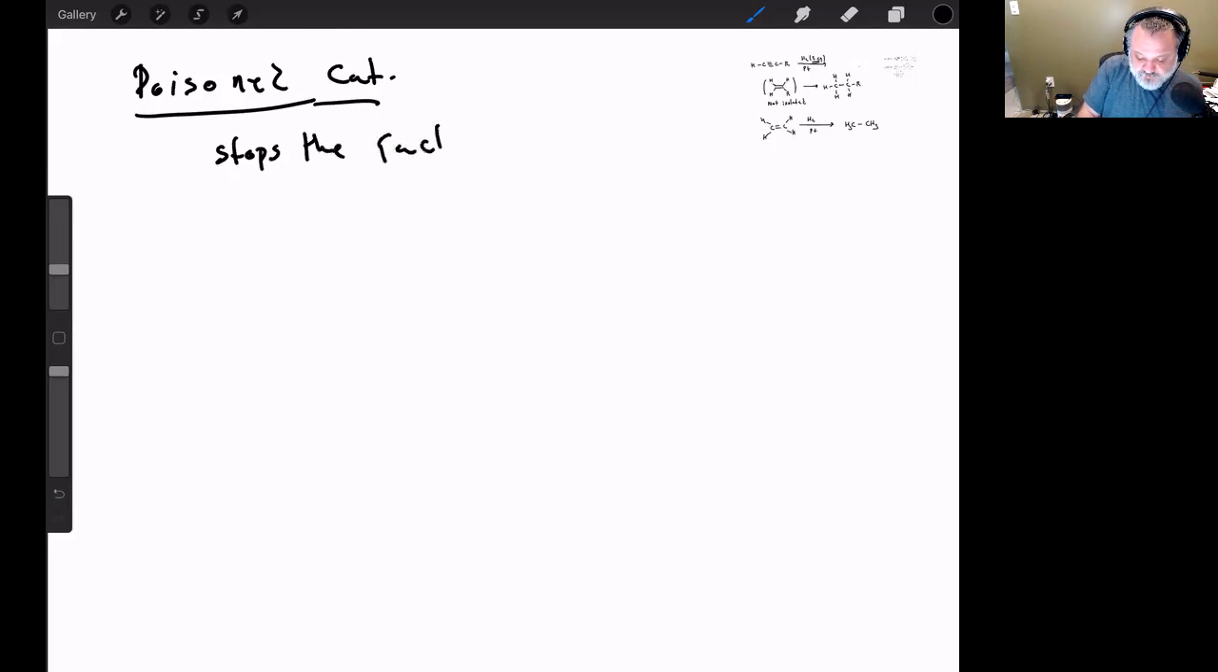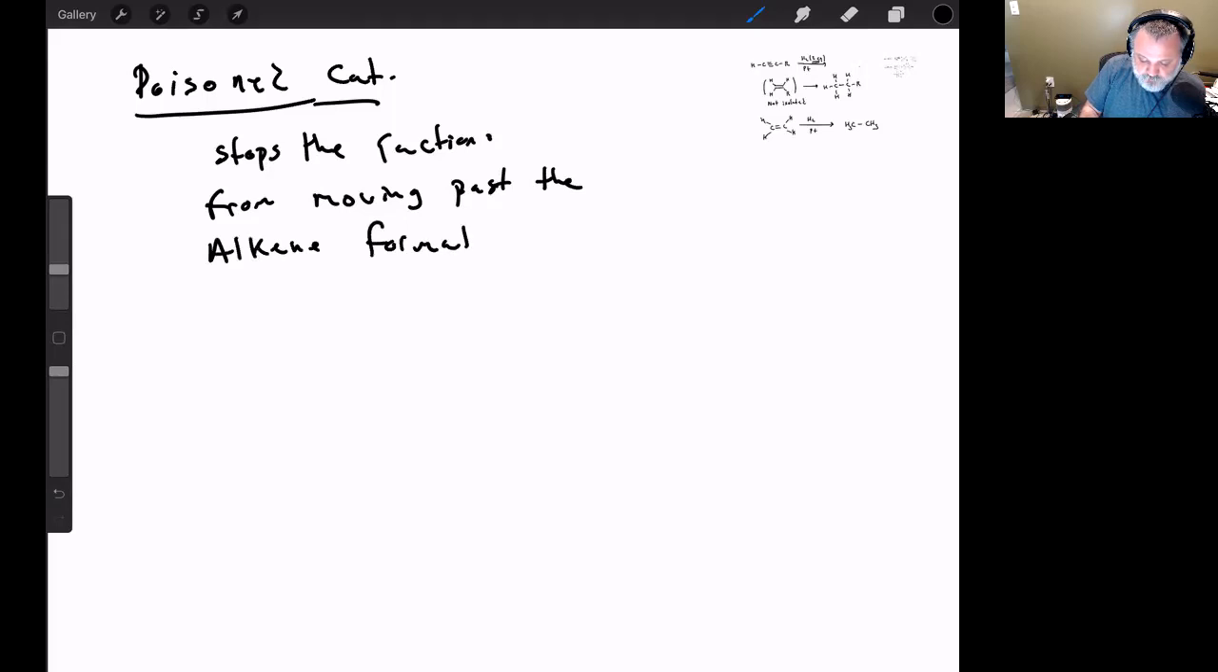At the end of the day, a poison catalyst stops the reaction from moving past the alkene formation. And one such catalyst, for this reaction that will produce a cis alkene, does the same idea. We're going to use a poison catalyst. We're not going to reduce it any further than the alkene. It's a catalyst called Lindlar's catalyst.